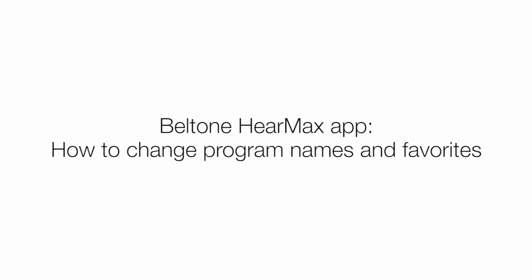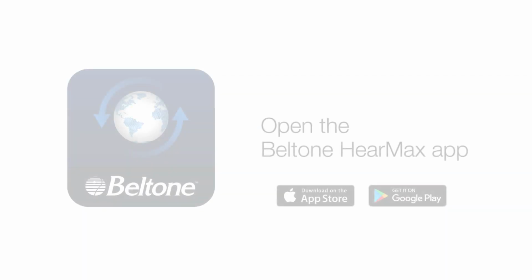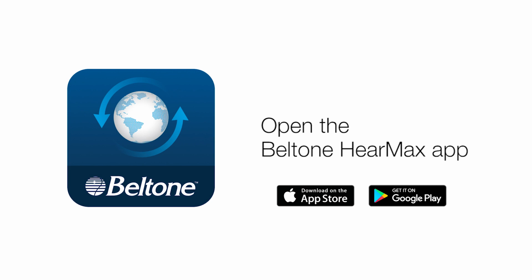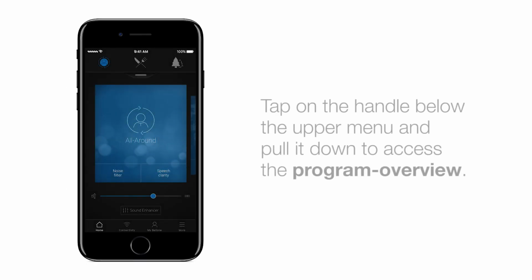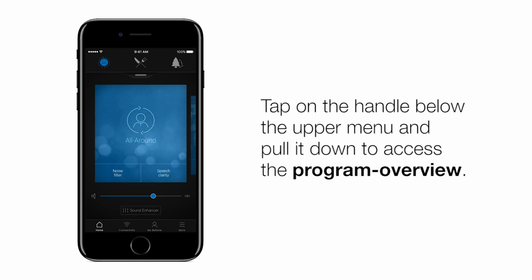Beltone HearMax app. How to change program names and favorites. Open the Beltone HearMax app, download on the App Store, or get it on Google Play. Tap on the handle below the upper menu and pull it down to access the program overview.